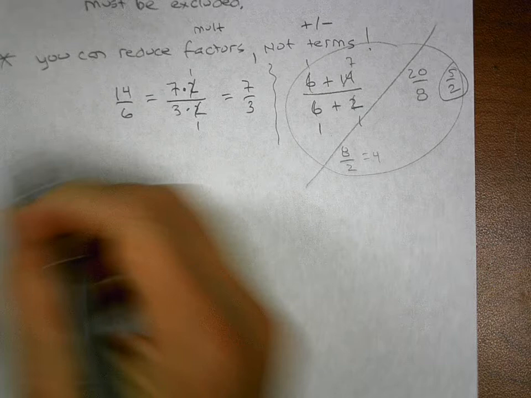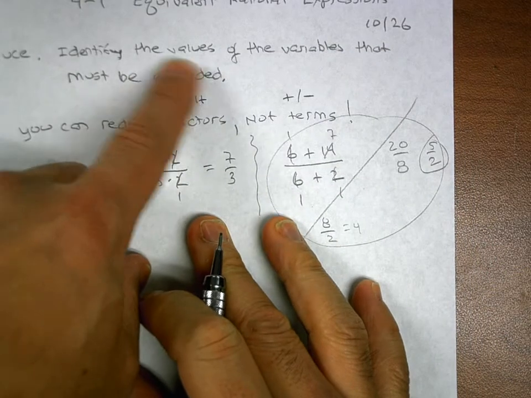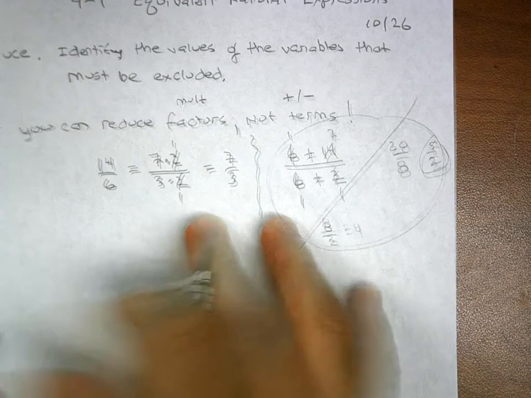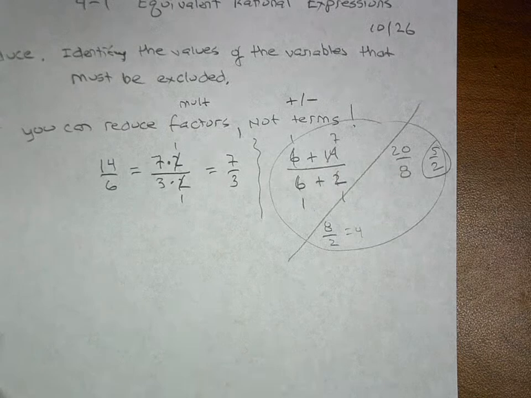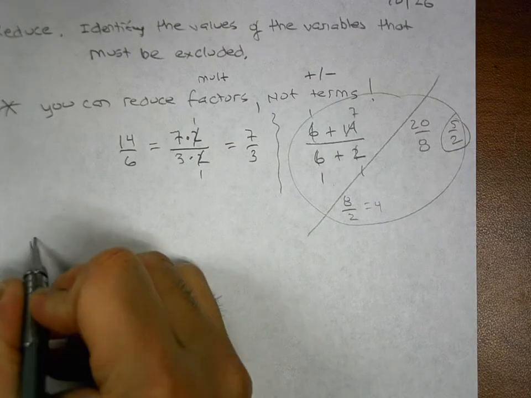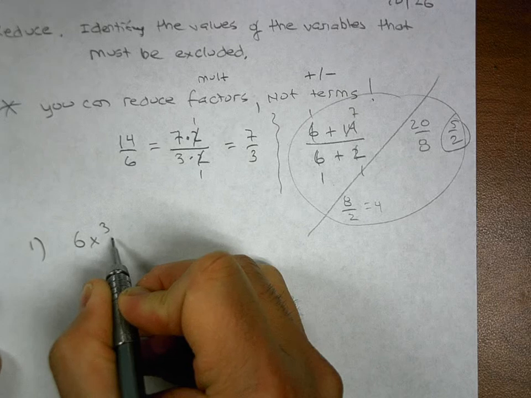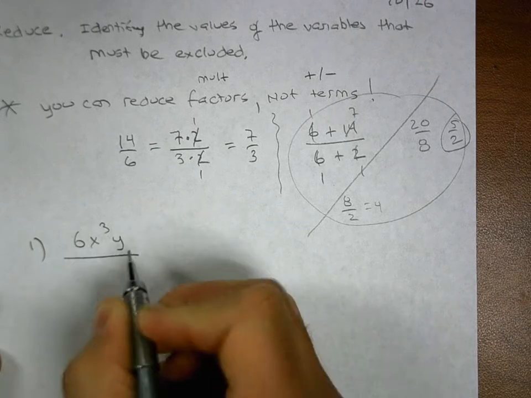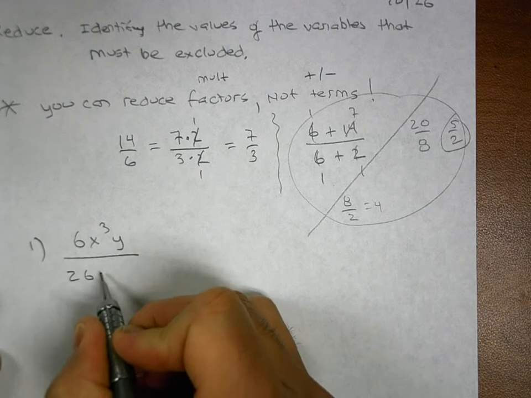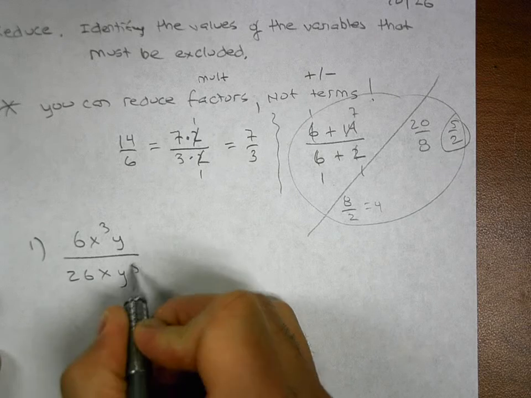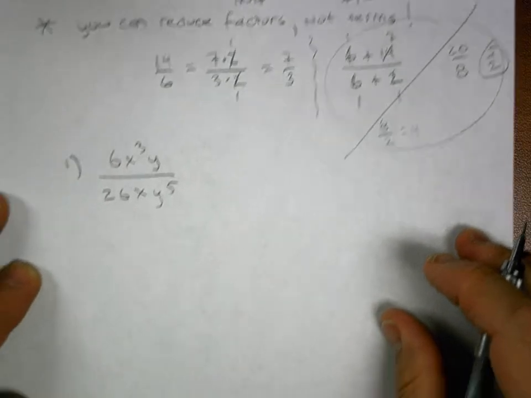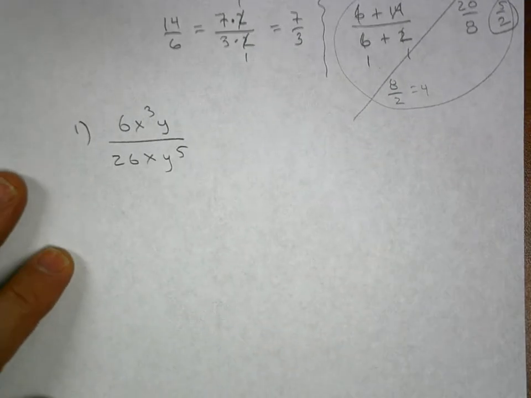All right, so let's go ahead and reduce some of these fractions. And then we're going to identify the values of the variables that must be excluded. So we'll look at that in a sec. Good? Okay. All right, so number 1, 6x cubed y over 26xy to the 5th. You've done this before, so we're just reducing this fraction.